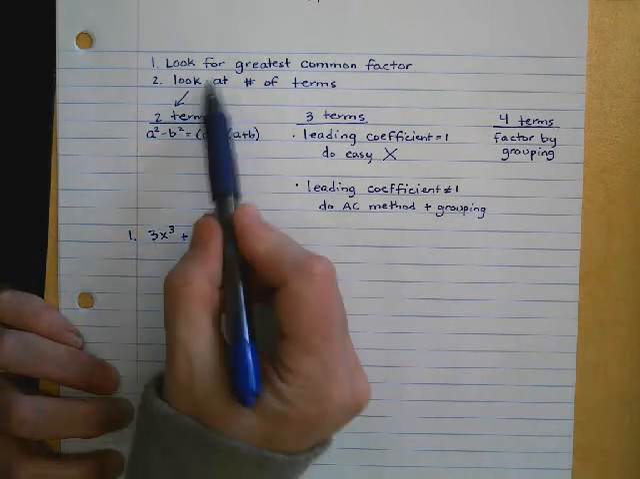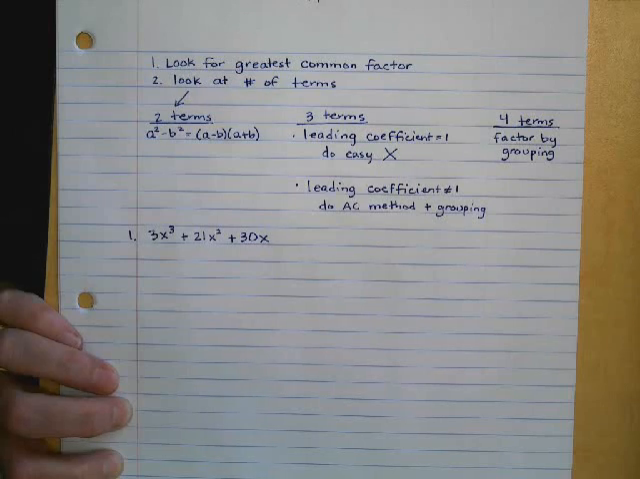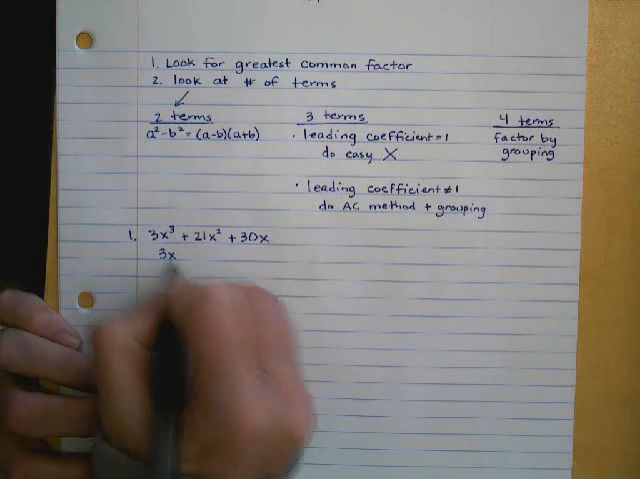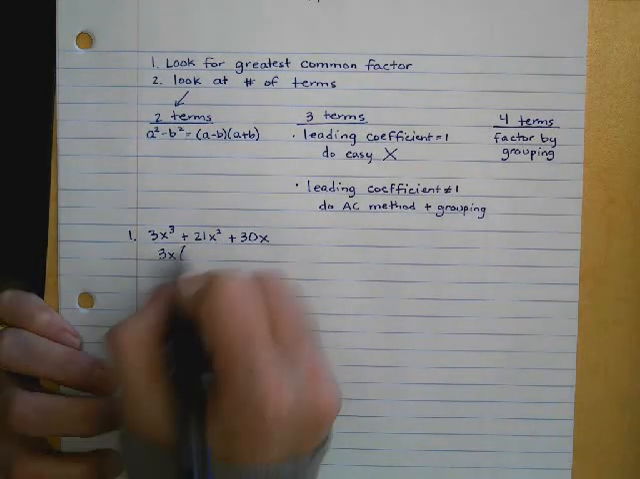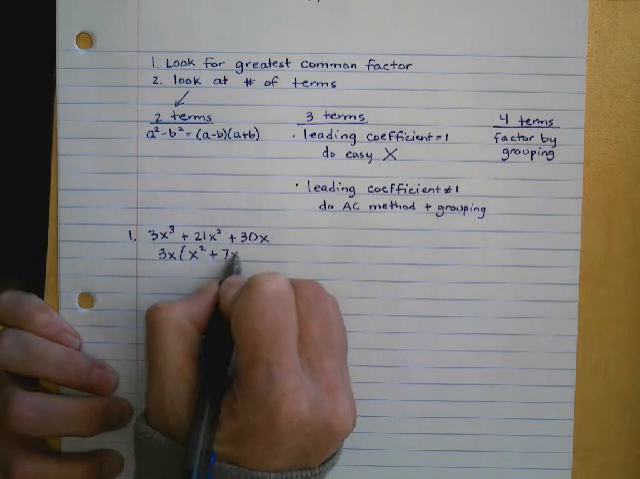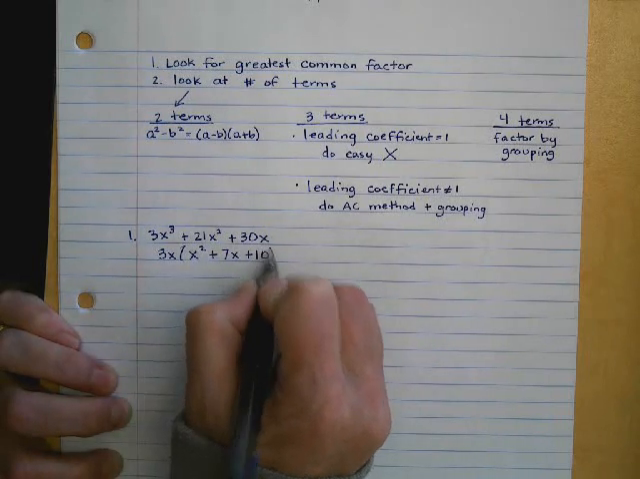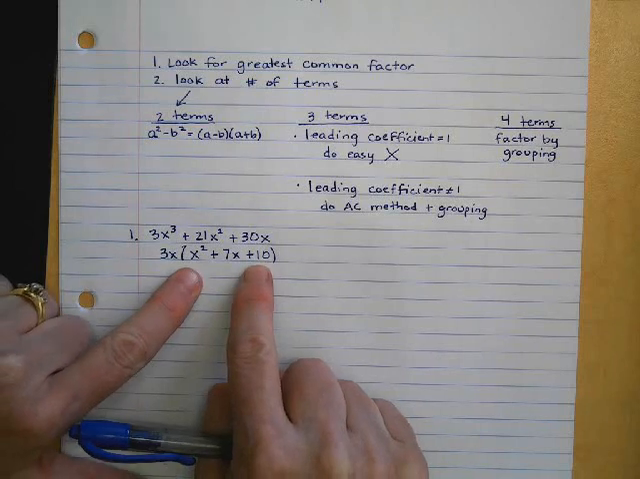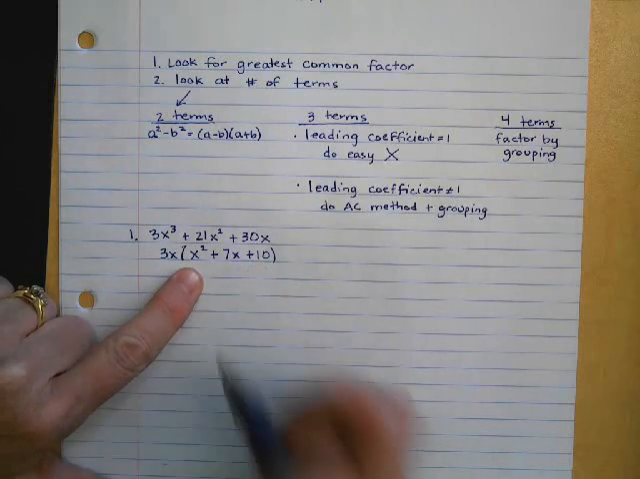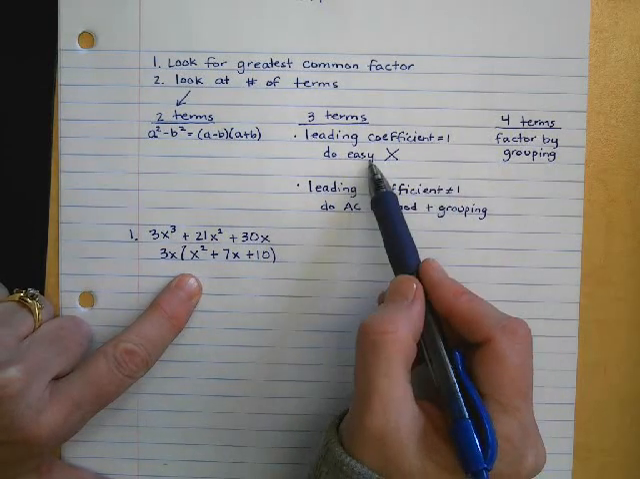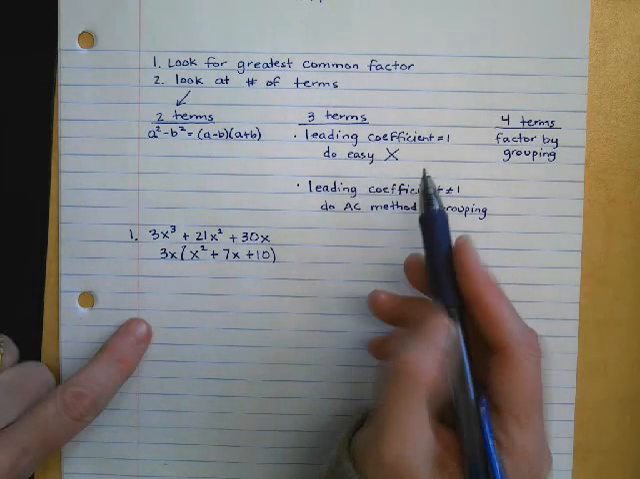So the first thing I want to do, no matter what, is I want to look for a greatest common factor. And these all have a 3x. So I'm going to pull out that, and I'm left with x squared plus 7x plus 10. Okay, so now I want to check to see if I can factor further. Inside here, I have a trinomial whose leading coefficient is a 1. So that means I can do the easy diamond problem.